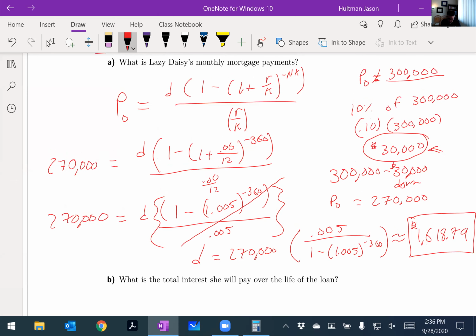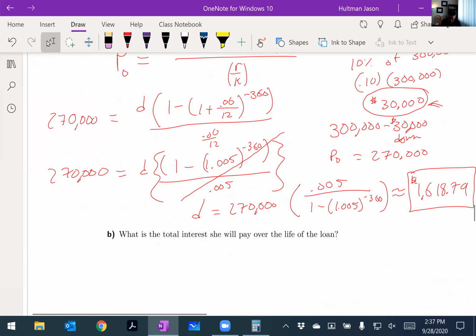I don't know, oh, Daisy. He, she, they, whoever. Daisy: $1,618.79. That's the total payment amount. That's what we call the mortgage payment.